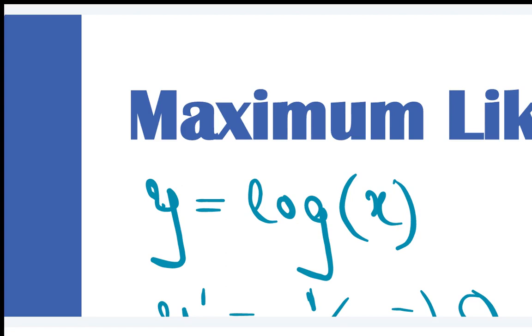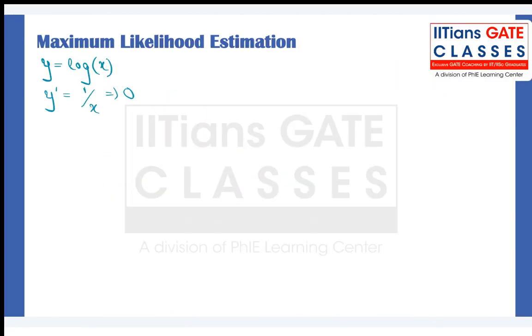There does not exist any value of x because x is always defined greater than 0, right? So there does not exist any value of x for which the differentiation of log x will be equal to 0, right? Since log x is defined for a positive number x, then g dash x is also greater than 0 for any x. So you cannot find any value for which g dash c is 0. Hence we can see that the function does not have any minima or maxima.